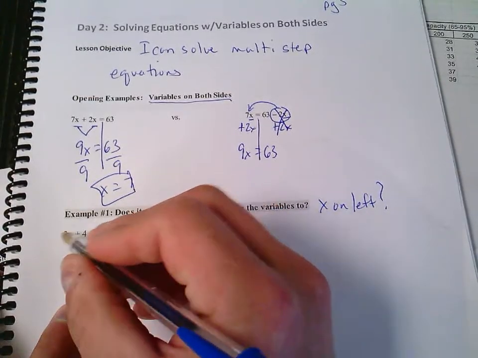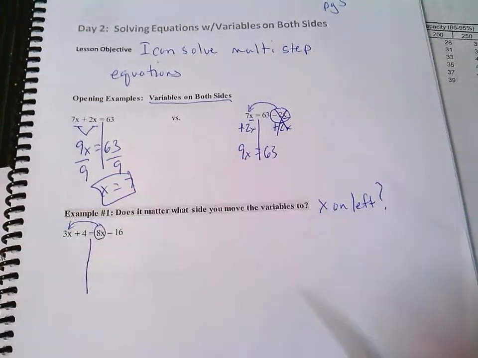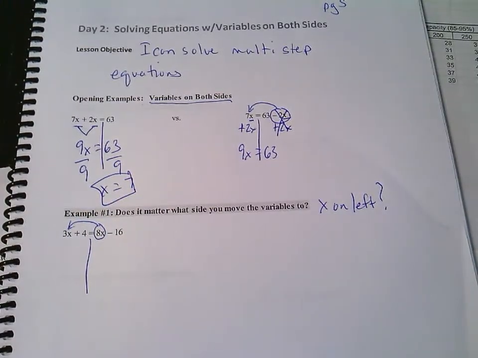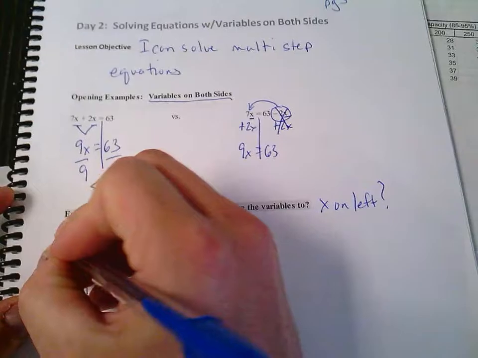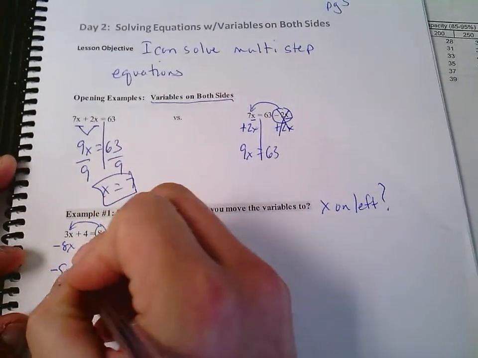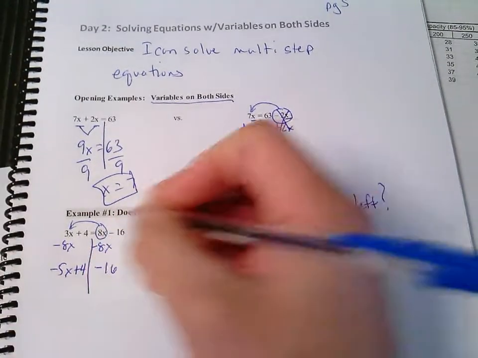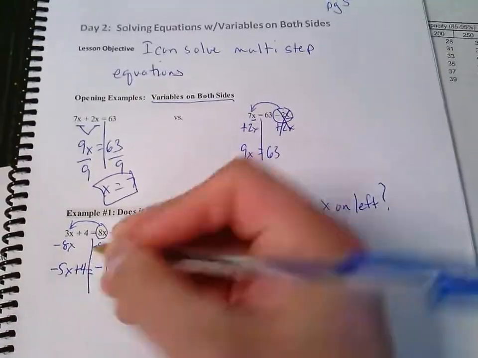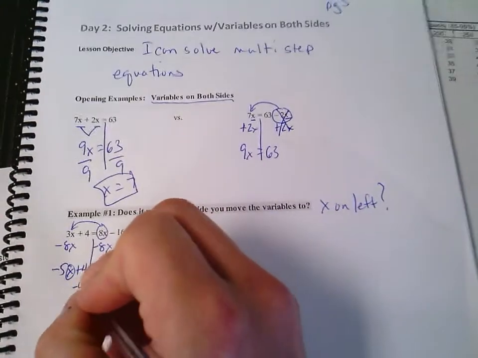So what most of you would probably think to do is, well, I like to have x on the left, so I'm going to move the 8x to the left side. Remember, you can't just move it there. You have to take it off here. And to take off an 8x, this one would be minus 8x. So we take off an 8x, we end up with -5x plus 4 equals -16. Remember that negative still with the 16. All right. Now we can solve it, so now subtract 4 from both sides.